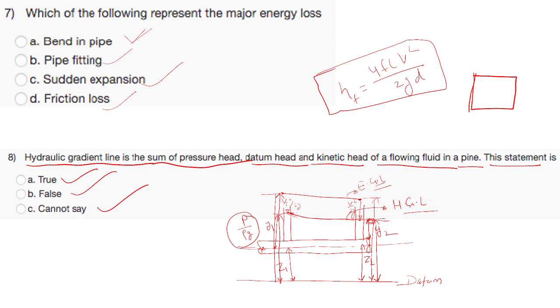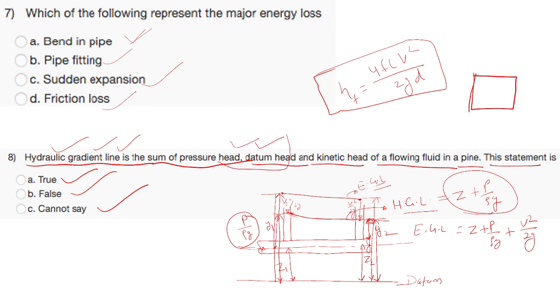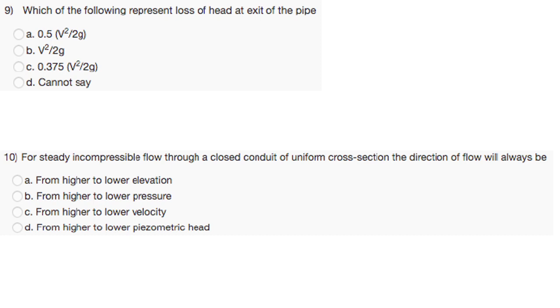Here the hydraulic gradient line is the sum of datum head plus pressure head, and the energy gradient line is the sum of what? Datum head, pressure head plus velocity head. So what is being talked about here? Hydraulic gradient line is these two things only, datum head and pressure head. But here kinetic head is also written, so the statement is wrong, so false. So this is the whole idea. Now this is again a formula, you can go through the formula.